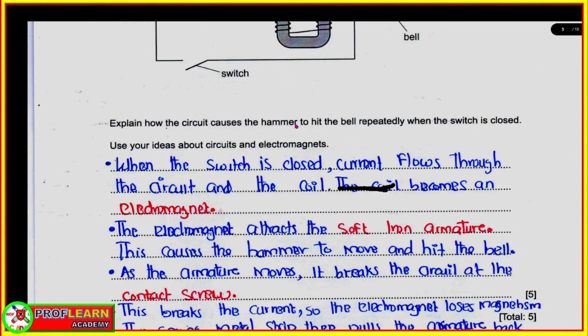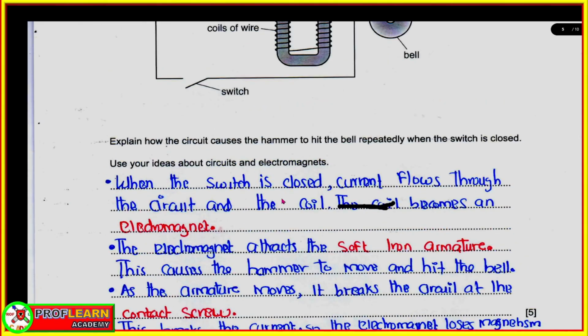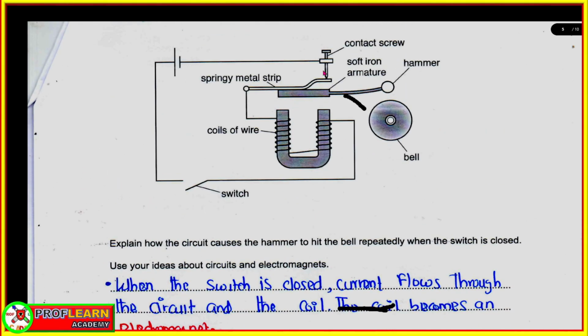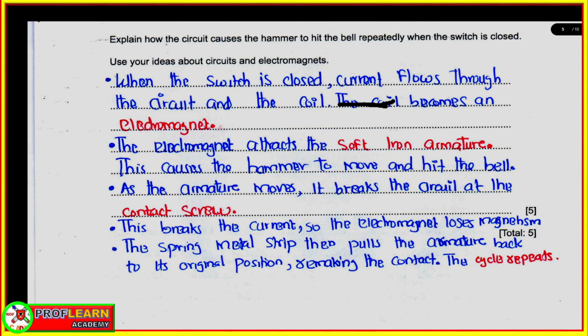Then the electromagnet loses the magnetism. The armature breaks the circuit at the contact screw, so the electromagnet loses the magnetism. Then we have the spring. When it loses the magnetism, this spring is going to pull it back. Then it will complete the circuit again. Current flows, this will attract it down, and the process keeps on repeating itself. So in the event you are asked a question, that's exactly how you're going to approach that question in your IGCSE exam.